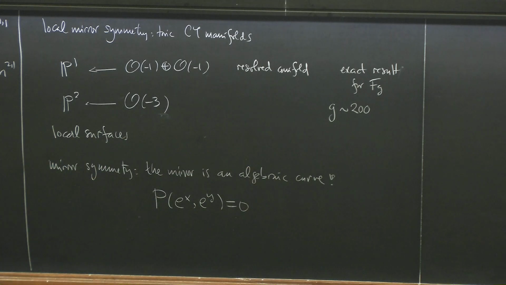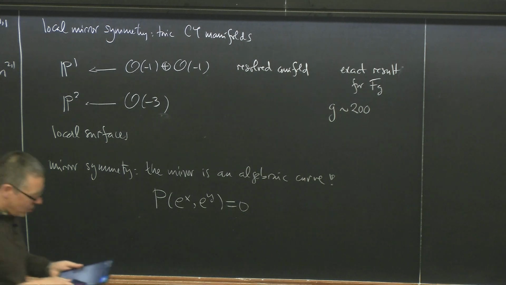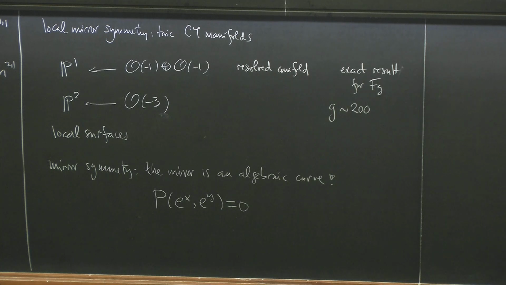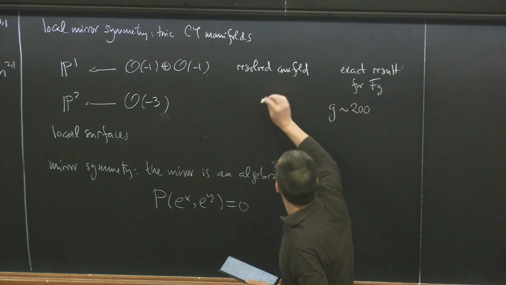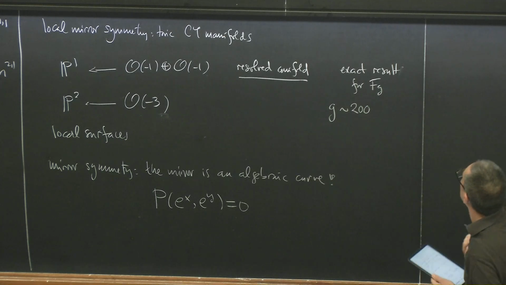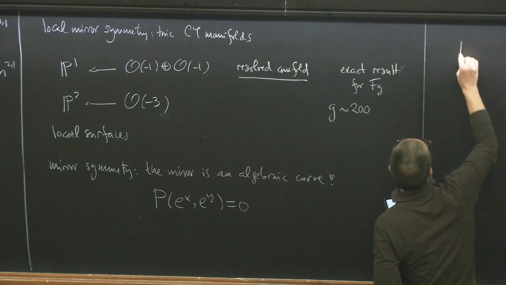So, after giving you this sort of motivation, let's try to understand what is the simplest example that you can get here, and the simplest example is actually this resolved conifold. Because here there is an exact result for Fg for all genera, and let me write it here.